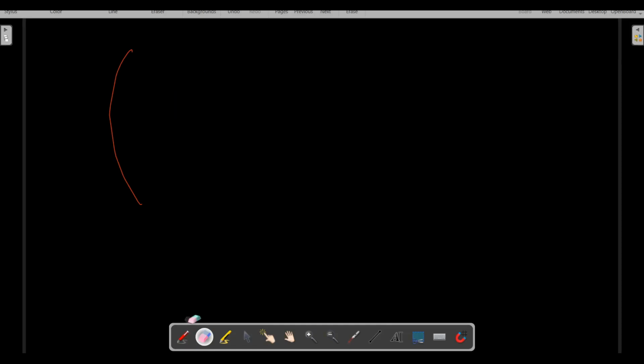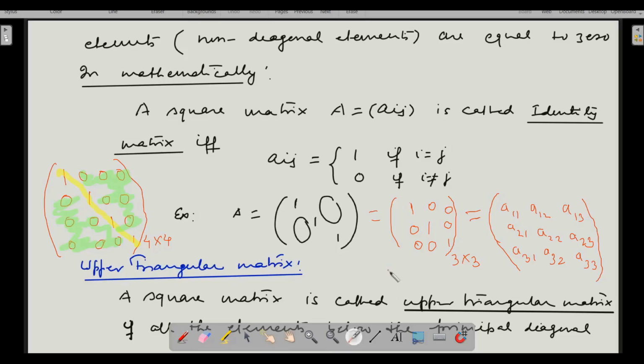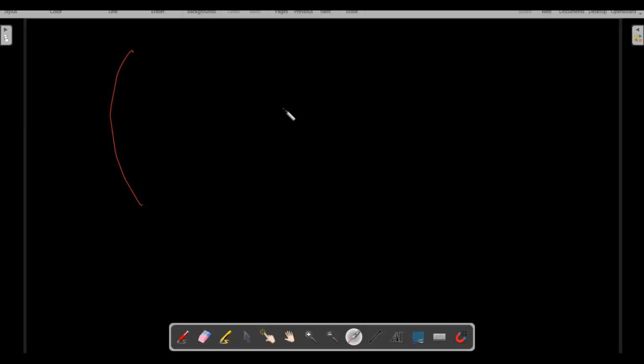Let me show you. The way I showed you the definition for a 3 cross 3 matrix, similarly I am going to show you the definition for a 4 cross 4 matrix. So let us apply the definition. First of all, let me write a 4 cross 4 identity matrix. Let me write it properly.